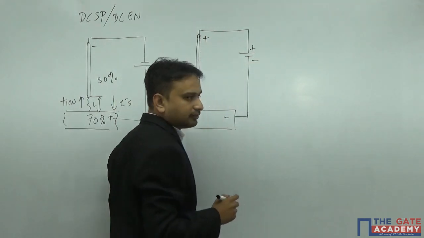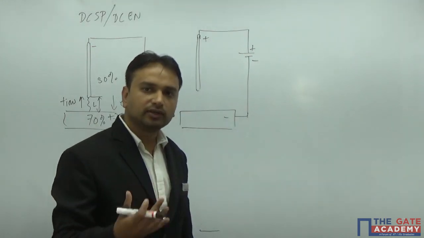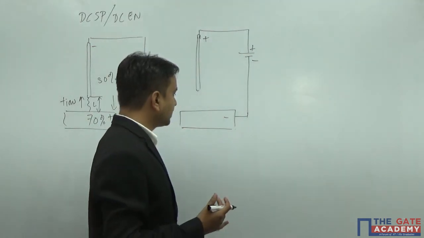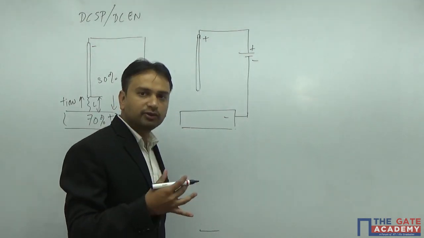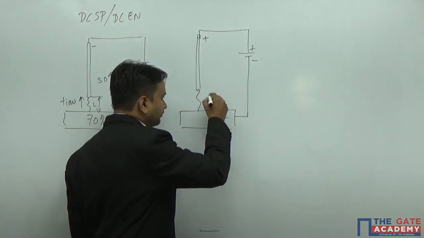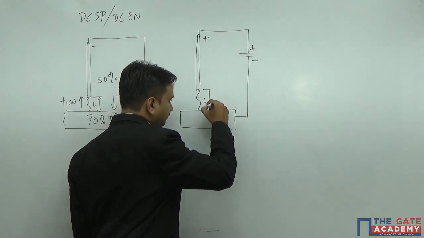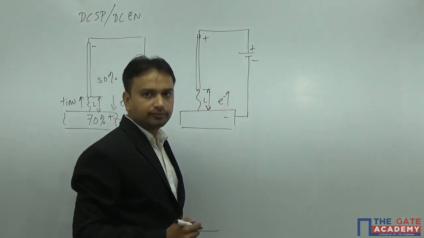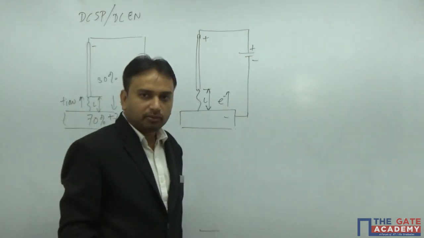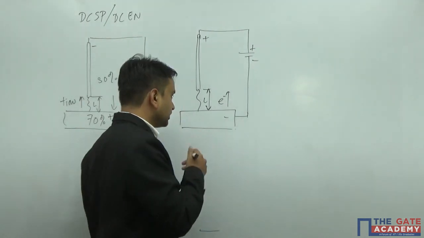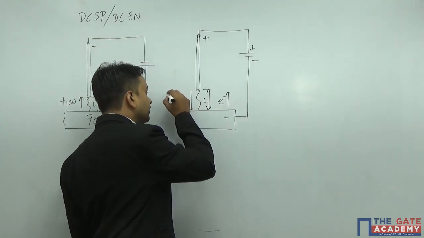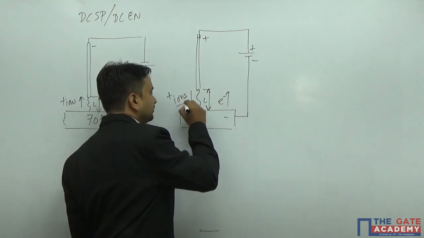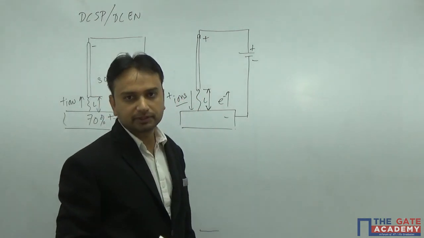Now what will happen? When you switch on the circuit, again you will get the arc. But this time the electrons would be flowing from where to where? From the workpiece to the electrode. And positive ions, what about them? Yes, you are right. They will be flowing from positive to negative, which is your workpiece.